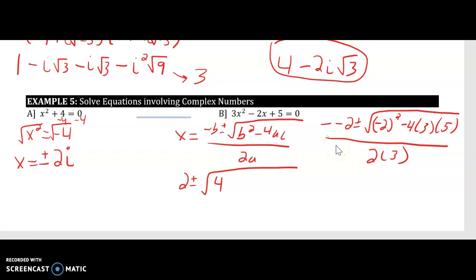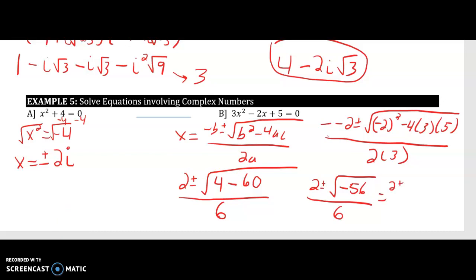And then we're going to have to multiply 4 times 3 times 5. So 4 times 3 times 5, I believe, is what, negative 60? Well, it's 60, but then there's a minus there. Right? 4 times 5 is 20, times 3 is 60. And then divided by 2 times 3 is 6. So now we're going to have 2 plus or minus square root of negative 56, all over 6. Now we just need to try to simplify.